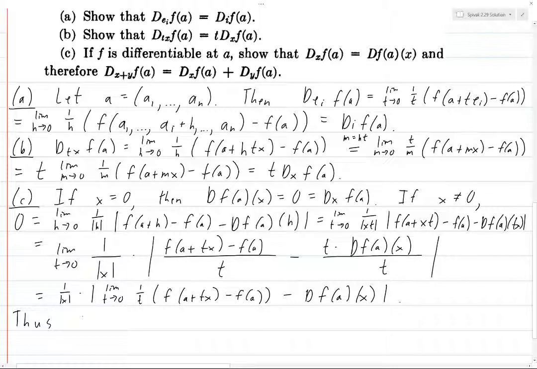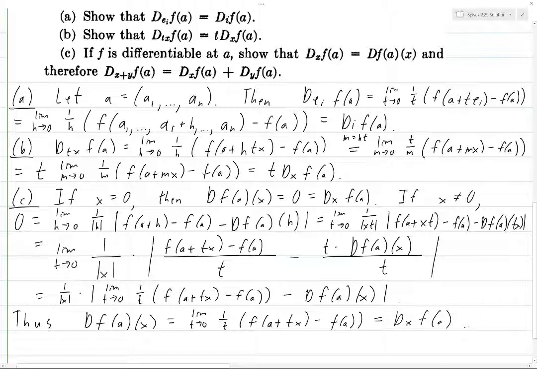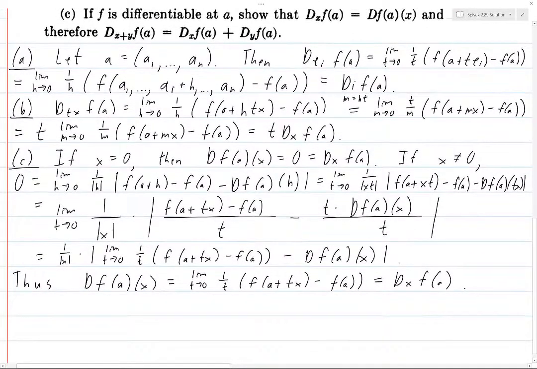Thus, the two things on the inside of this absolute value sign must be the same, because 1 over the norm of x is non-zero, and this product is equal to 0, so this difference of two things must be 0. And so the two things must be equal. So df a x must be precisely equal to the limit as t goes to 0 of f of a plus tx minus f of a over t. And this is precisely d_x f of a. And that's what we wanted to prove, or at least that's part of what we wanted to prove.